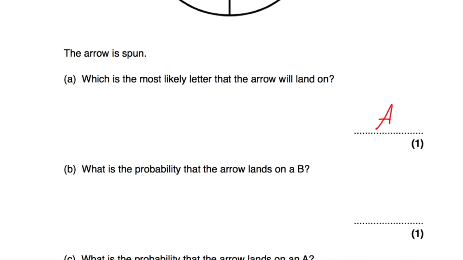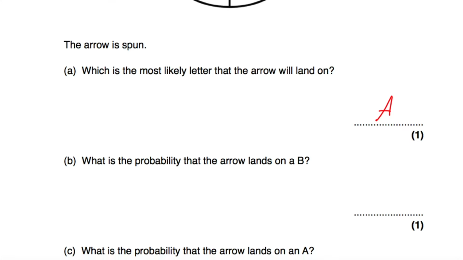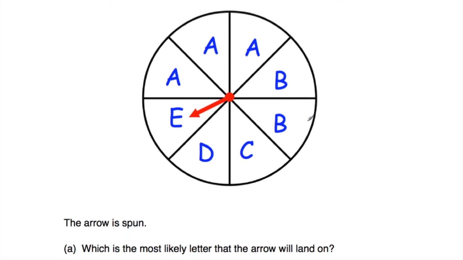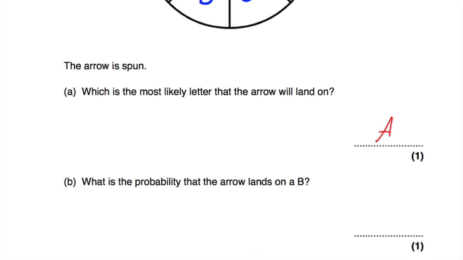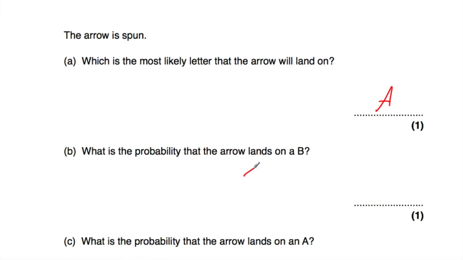And then part B says what's the probability that the arrow lands on a B? Well, there's 8 sections, there's 2 B's, so that's going to be 2 out of the 8 or 2/8. So the probability that the spinner lands on a B would be 2/8. Now you may notice that I wrote that here rather than there, just because I noticed that that fraction 2/8 can be cancelled down. Both the numerator and denominator are divisible by 2, so I would write 1/4 there, dividing both the numerator and denominator by 2. Now you don't have to cancel it down, it didn't tell us that we had to cancel it down in the question, but I tend to cancel it down if I can.